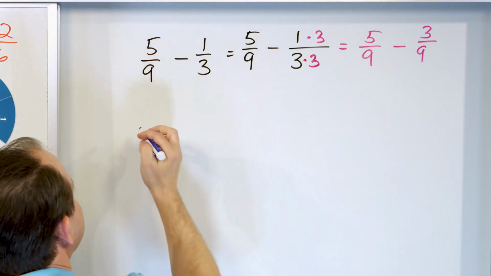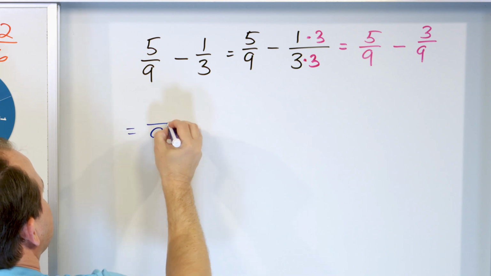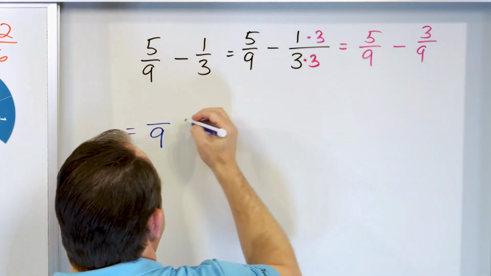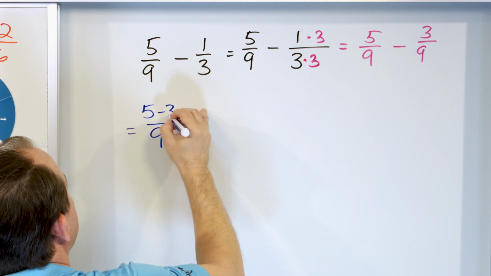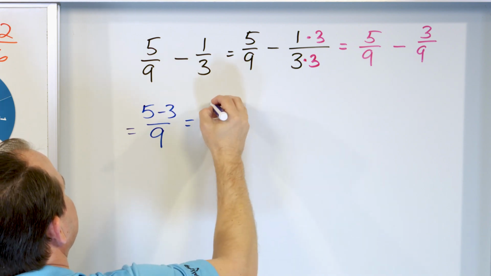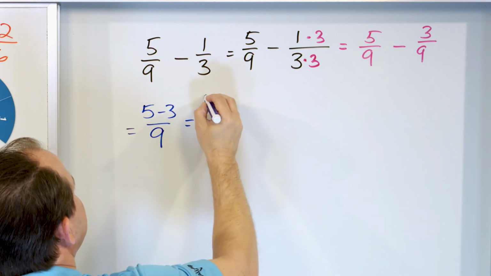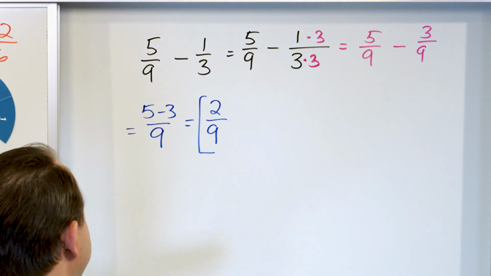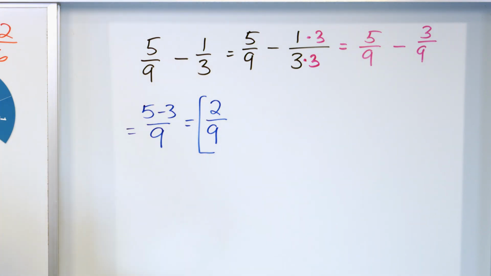The denominator is a 9, so that goes in the answer. 5 minus 3 goes in the numerator. What is 5 minus 3? It is 2. And then I have a 9, and this is the final answer. I can't simplify that any further. I can't divide top and bottom by anything to make that simpler, so I'm actually done.